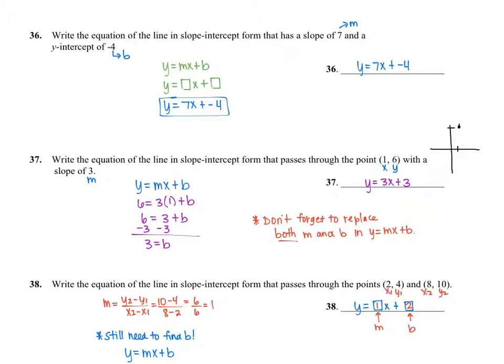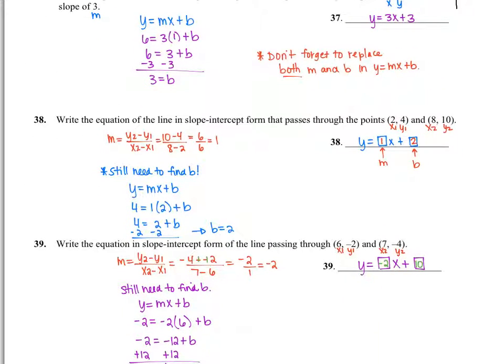3 times 1 is 3. To get b isolated, you minus 3 from both sides. b is 3. But don't forget that you're not just trying to find b. You want to write the equation of the line, which means you have to fill these boxes when you're done. So we already knew the slope. That was 3, and now we have our y-intercept, which is also 3. So y equals 3x plus 3 is the final answer.